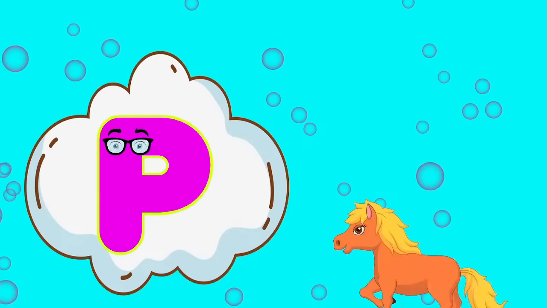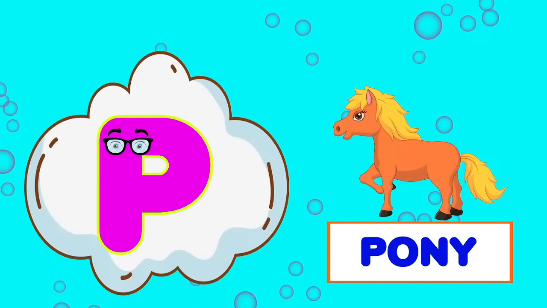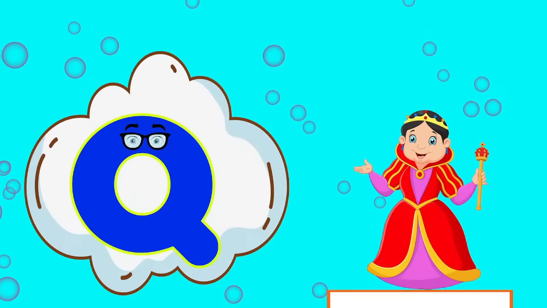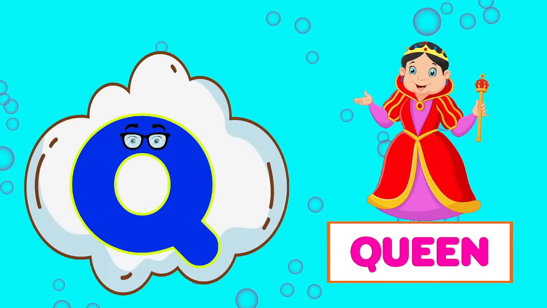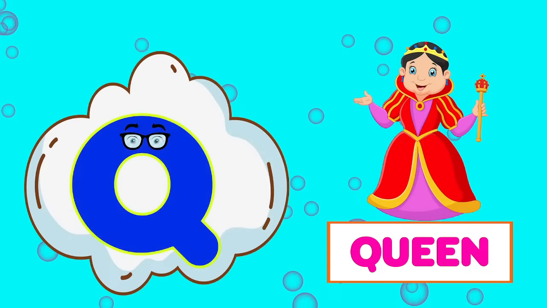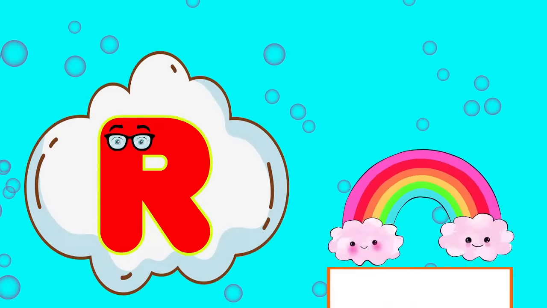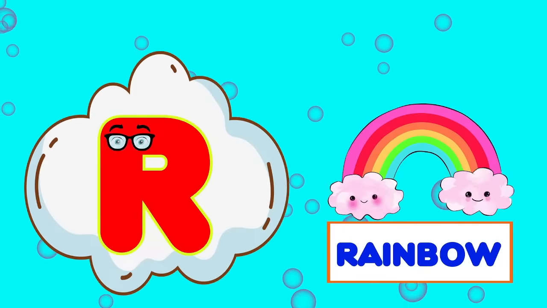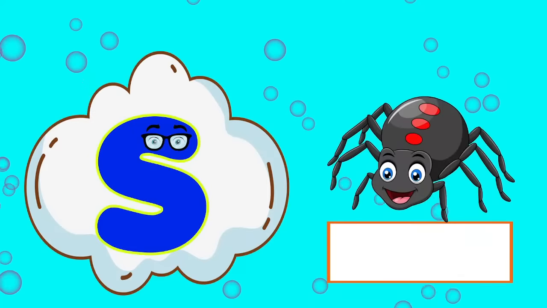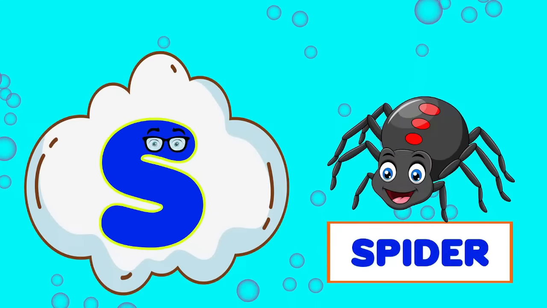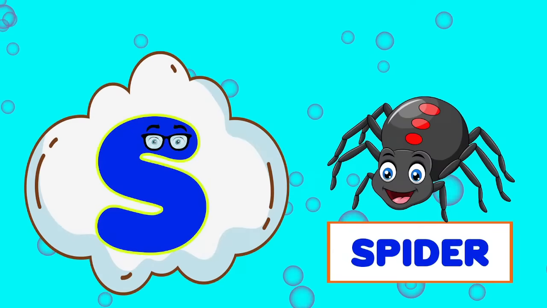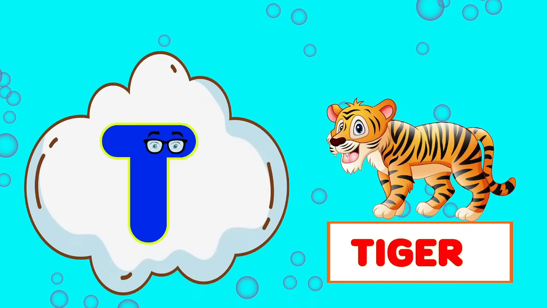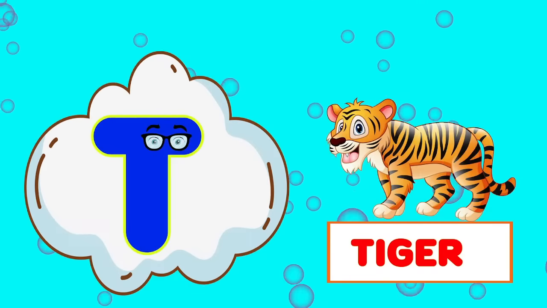P is for pony. P, P, pony. Q is for queen. Qu, qu, queen. R is for rainbow. R, r, rainbow. S is for spider. S, s, spider. T is for tiger. T, t, tiger.